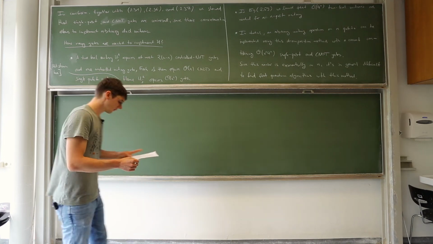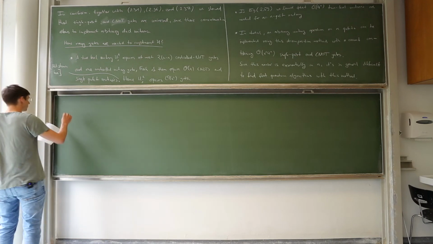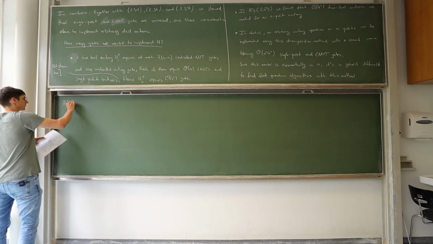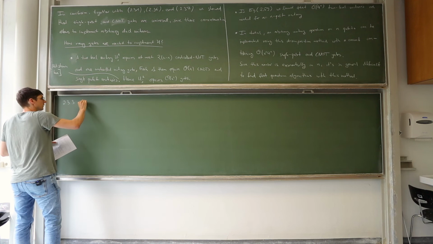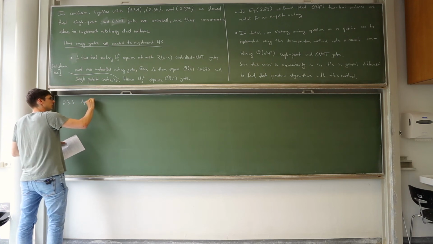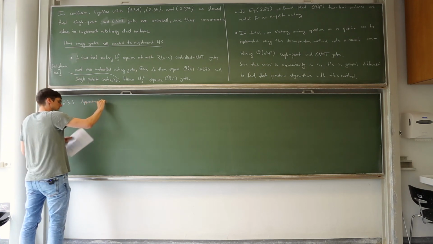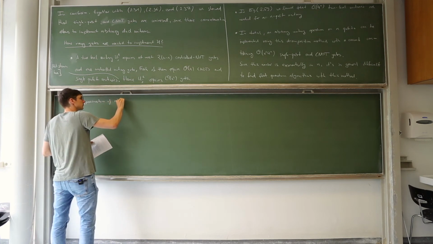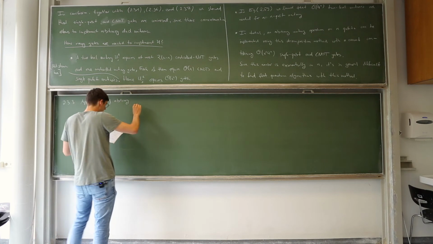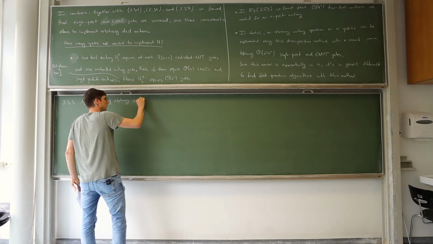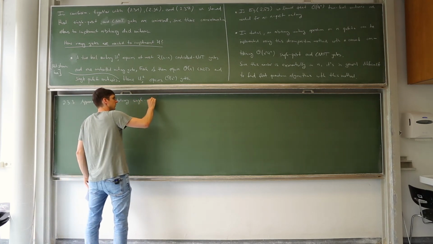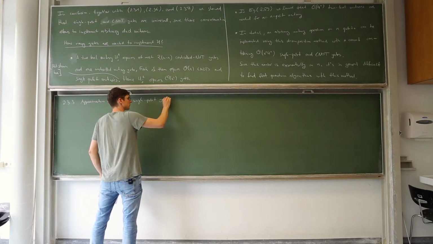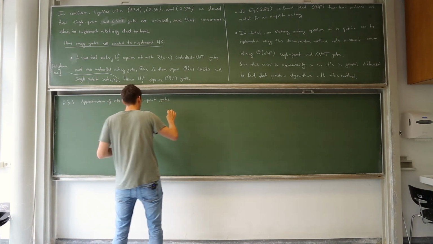Okay? So this is now chapter 2.3.3. Approximation of arbitrary single-qubit gates by Hadamard and T-gates.